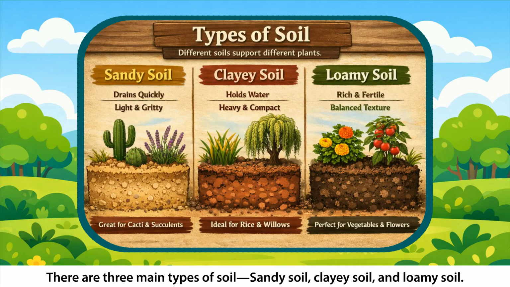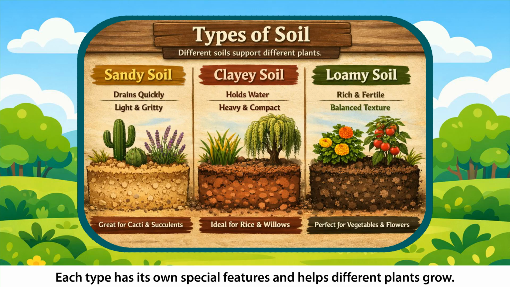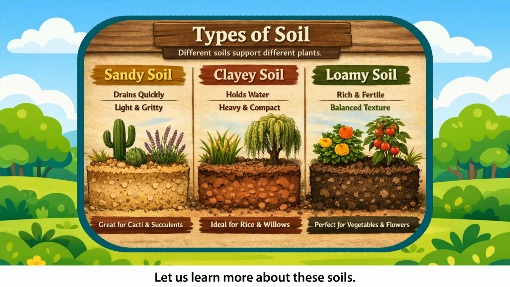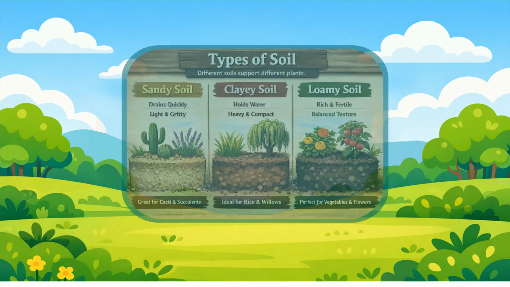Types of soil. There are three main types of soil: sandy soil, clay soil, and loamy soil. Each type has its own special features and helps different plants to grow. Let us learn more about these soils.